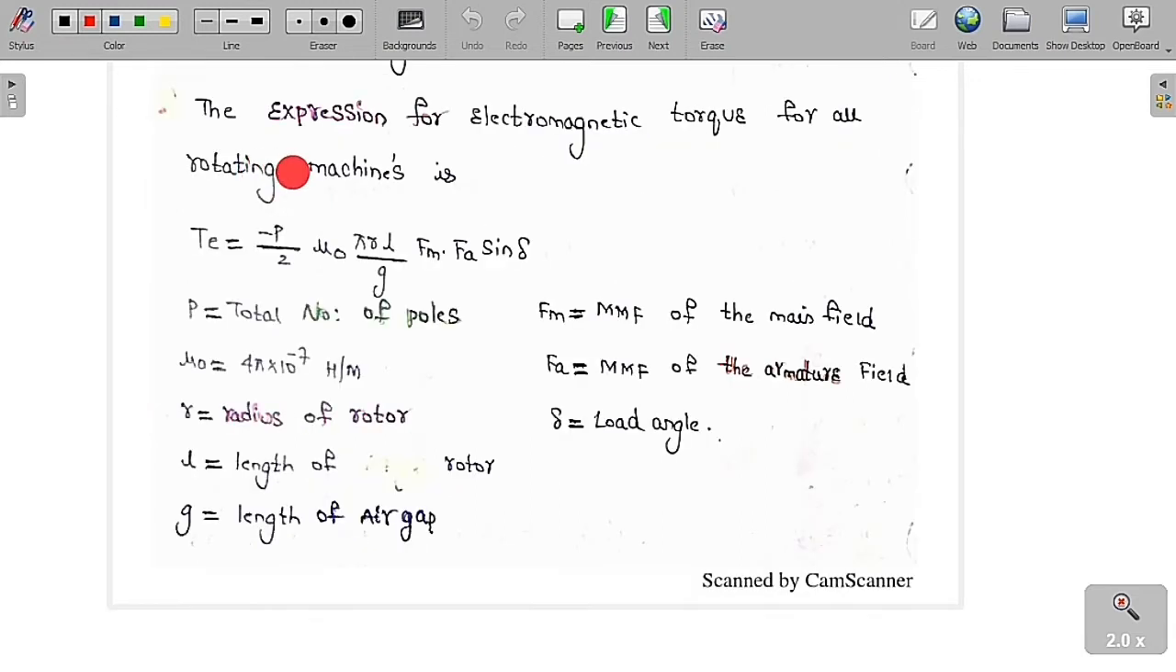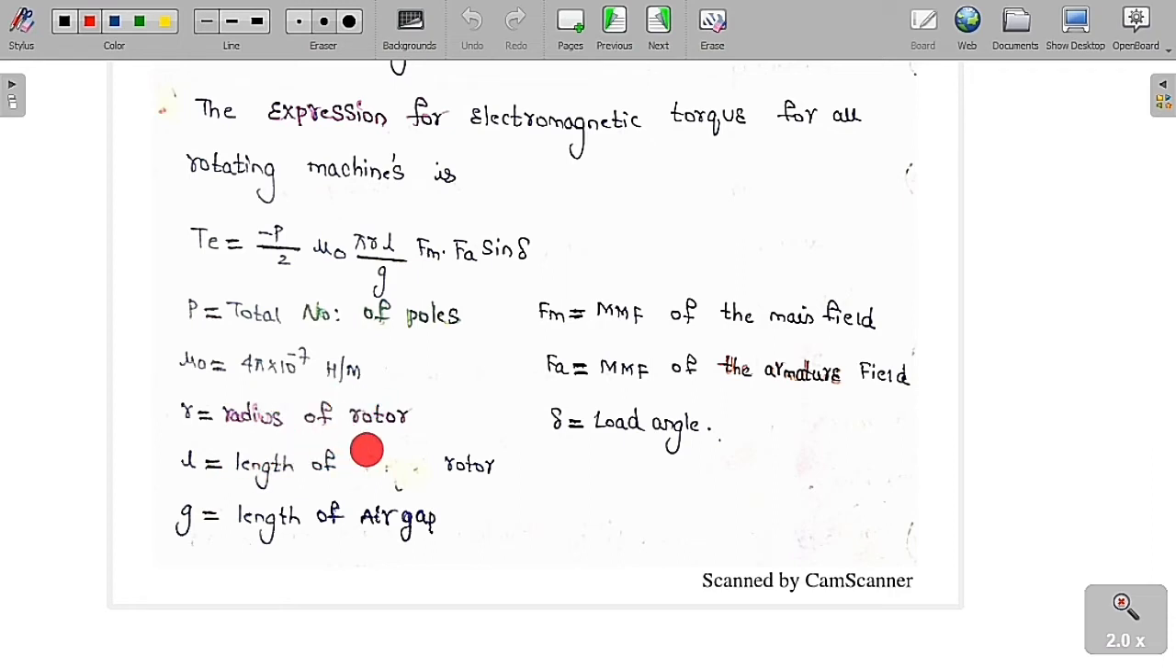So this is the general expression for electromagnetic torque for all rotating machines: electrical torque is equal to minus P by 2 into mu naught pi RL by G into Fm into Fa into sine delta. Here P is the total number of poles. And mu naught is equal to 4 pi into 10 to the power of minus 7 Henry per meter.